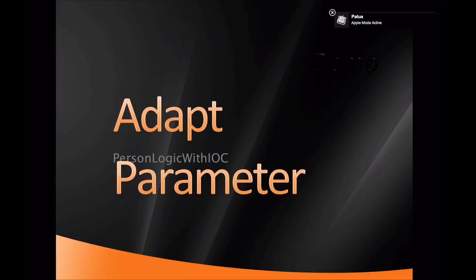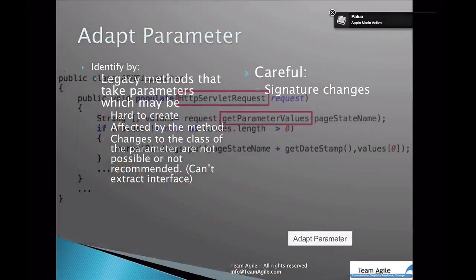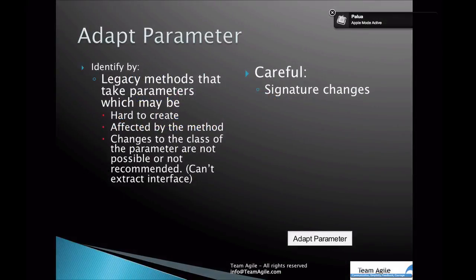Okay, adapt parameter. Let's see if I have. Okay, adapt parameter is one of those signature changing techniques. Now, the signature here has to change if we want to cover one of those SOLID design principles that you can hear about from Uncle Bob.